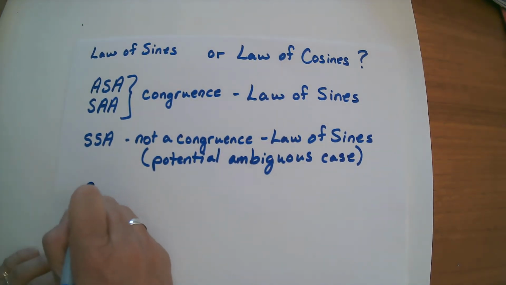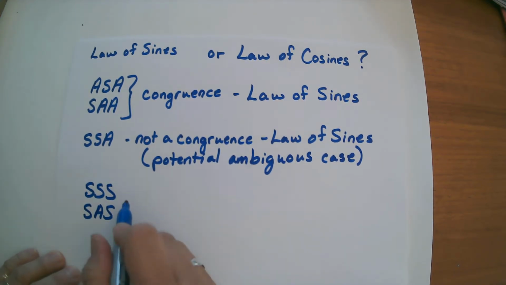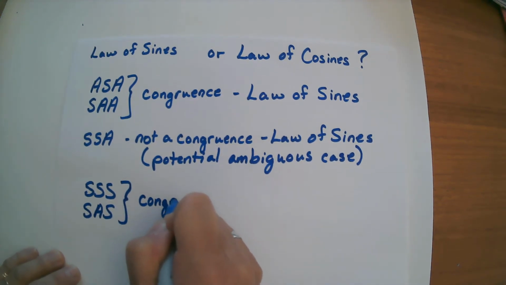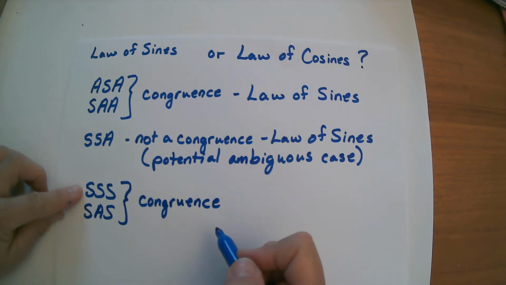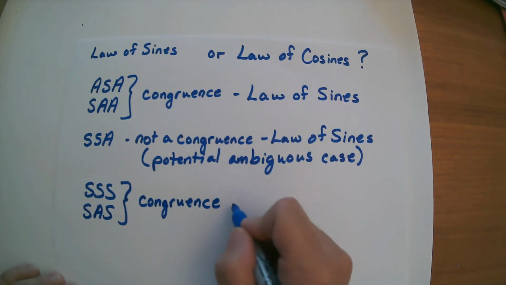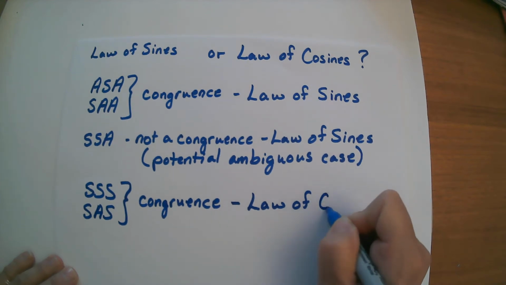Now if you're given three sides of a triangle, or you're given two sides and the angle included, or the angle in between those two sides, that will again be a congruence. In other words, anybody who is given that same information and were to draw a triangle using that information, the triangles would look the same. In this scenario, you would use the law of cosines.